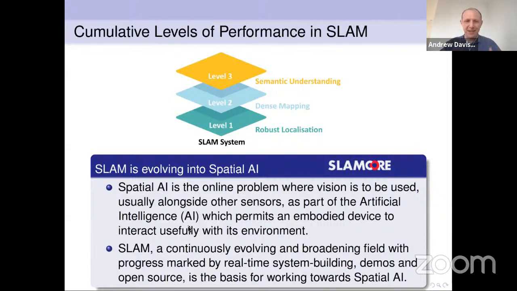I've always been interested in working on this, and for me, all this research in SLAM is gradually evolving, and the scope of what we call SLAM or spatial AI is therefore always growing. We've seen this progress through systems that just do robust localization via sparse mapping, into systems that now do dense mapping of scenes, and now, coming in very much at the moment, systems that actually do semantic understanding of scenes.